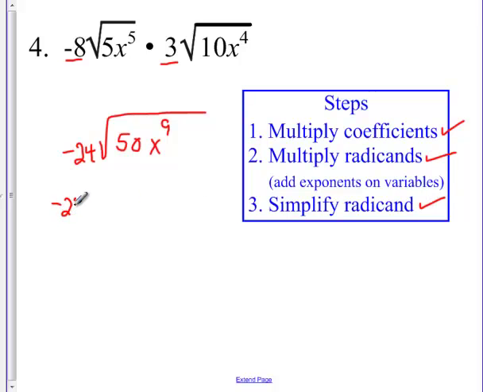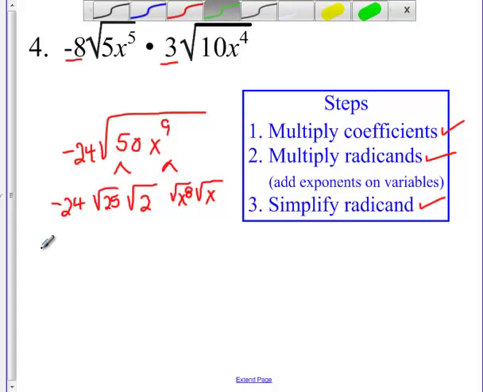The negative 24 stays on the outside. I'm going to take the 50 and break it down into 25 and 2, because 25 is the biggest perfect square that goes into 50. And x to the 9th, let's see, the biggest perfect square that goes in x to the 9th is x to the 8th, and an x left over.